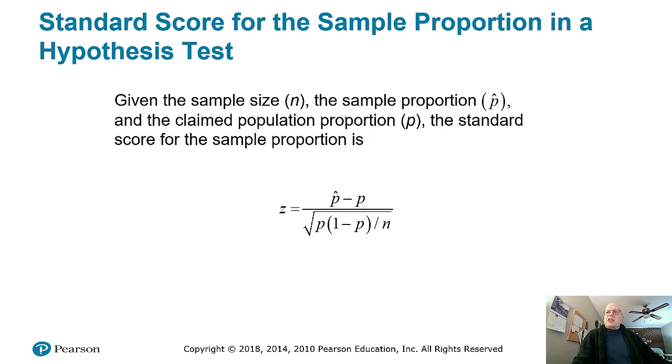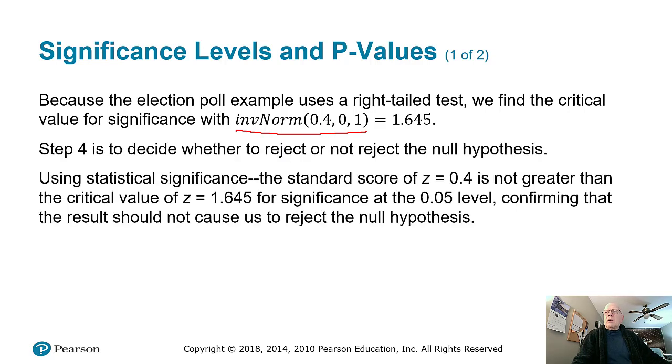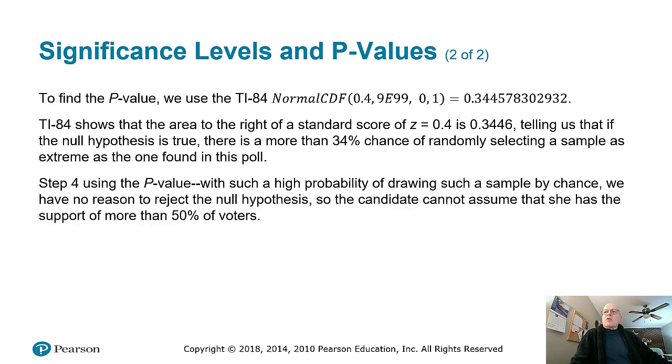So, our sample proportion is inverse normal, with 0.4. Decide whether we're going to reject the null hypothesis. This was the standard score. It's not over 1.645. Normal CDF. Here's our p-value, which isn't anywhere close to 0.05, let alone 0.01.